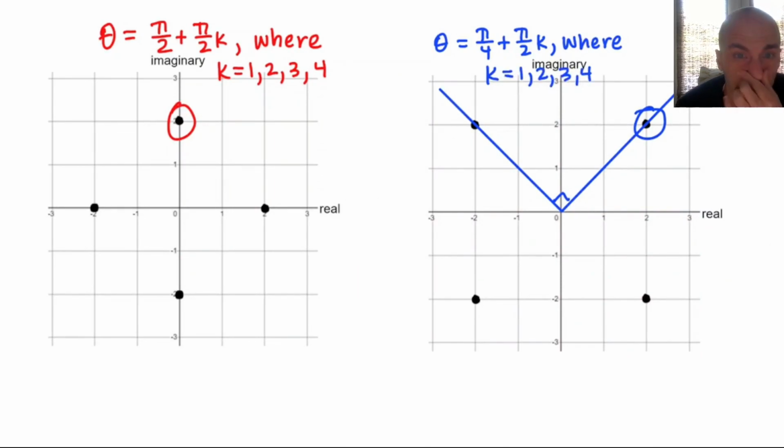And if you saw the example in class, in the notes, with the multiple choice answer choices, you might understand why I'm doing k as 1, 2, 3, and 4.